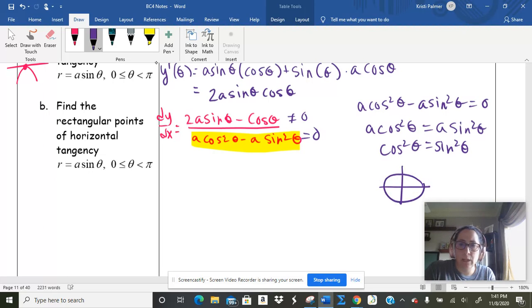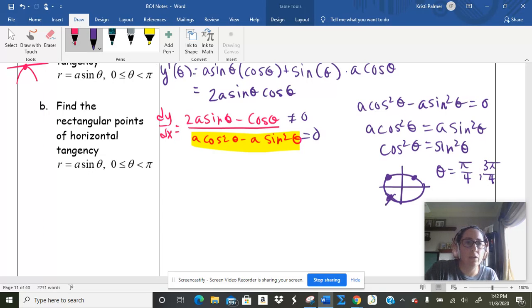I know cosine equals sine at pi over 4 and, well, 5 pi over 4, but that's past pi, so I don't want that. But then I know that this is just the opposite, like radical 2 over 2 and negative radical 2 over 2. These are just opposites, but when I square them, they would be the same. So I know that this is going to occur at pi over 4 and at 3 pi over 4.